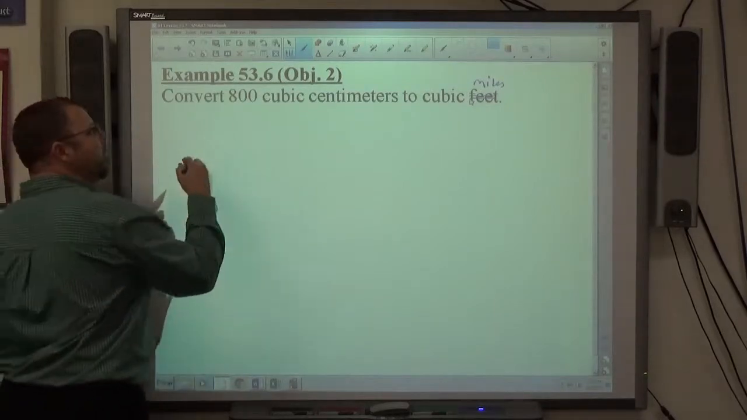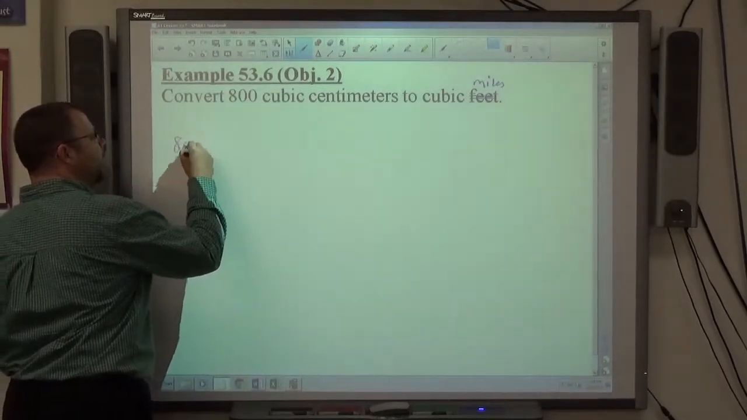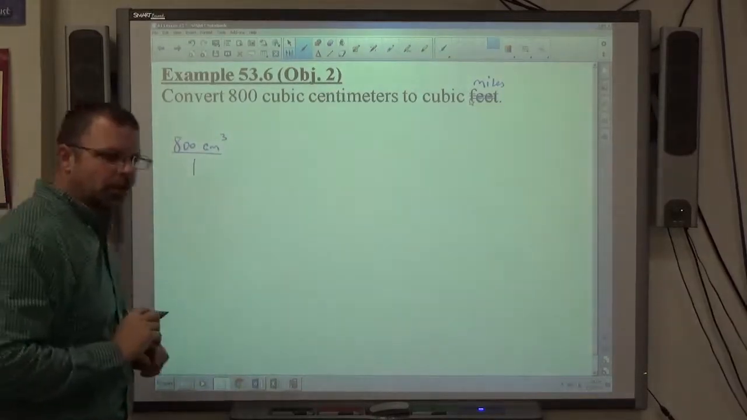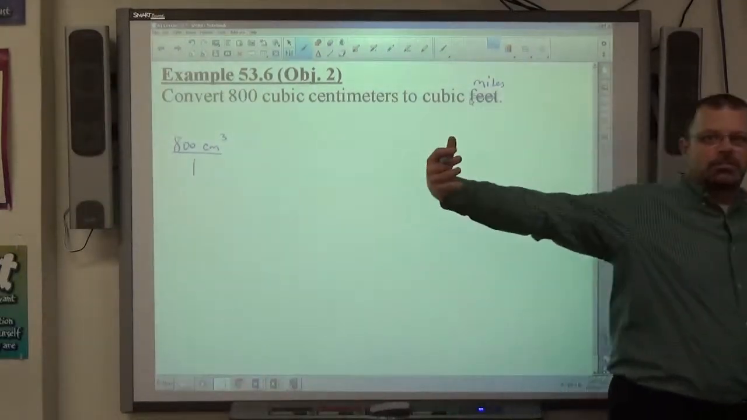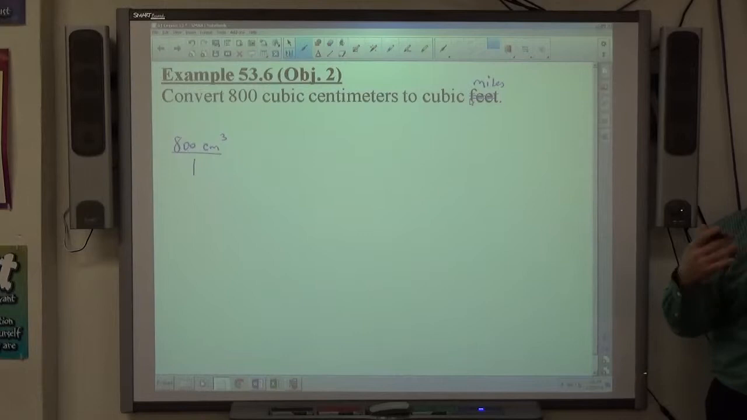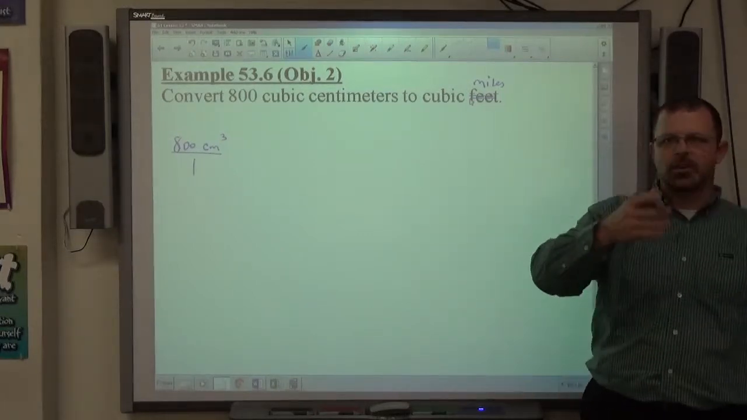So 800 cubic centimeters, so 800 centimeters cubed over 1. Now, first off, let me show you something you can do instead of writing out all these things 3 times in a row. I'm going to go cubic centimeters, and just bear with me here and see what I'm doing. If it makes sense of it, great. Otherwise, just do 3 for everyone. All right, write centimeters, centimeters, centimeters, and go 3.